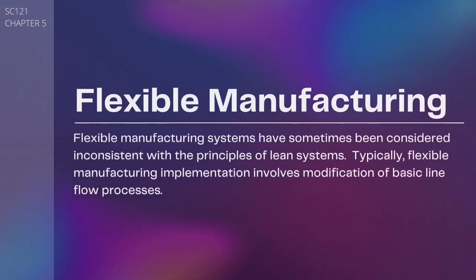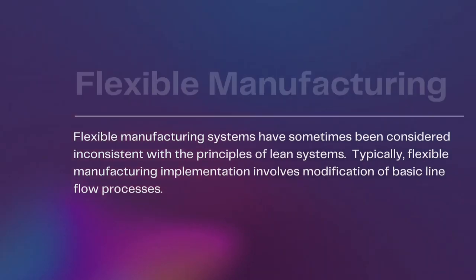Flexible manufacturing. Flexible manufacturing systems have sometimes been considered inconsistent with the principles of lean systems. Typically, flexible manufacturing implementation involves modification of basic line flow processes.